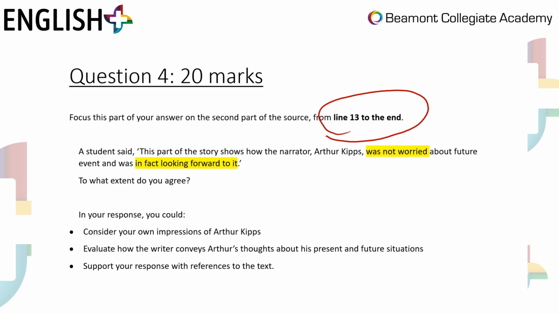Now, you always get a statement that a student has said about the text. So you've got here, this part of the story shows how the narrator Arthur Kipps was not worried about future events and was in fact looking forward to it. So you can see there that I have highlighted the two parts of the statement. Now, that is important. It's not just because I want you to colour in the statement. It's because probably when I'm answering this question, I will look back at this statement probably 5, 6, 7 times, because this statement is the whole thing that drives your answer.